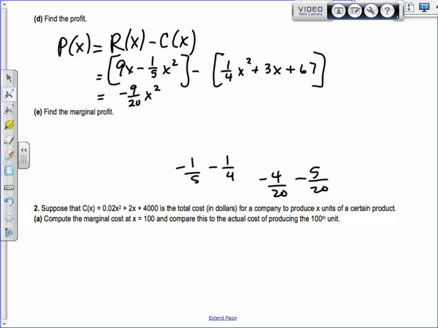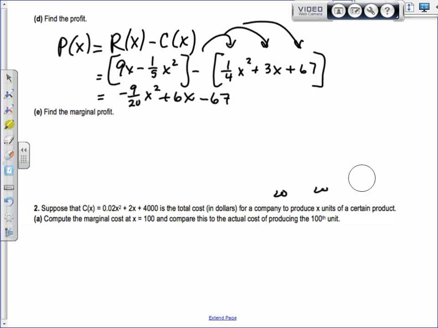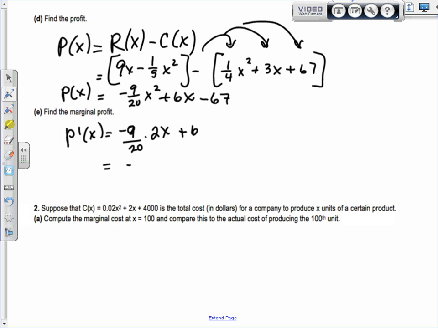All right, and then I have 9x minus 3x. So don't forget to distribute your negative. So 9x minus 3x is plus 6x. And then I have minus 67. All right, and then marginal profit. So what do you do when you see marginal? Derivative. So we have the profit equation. So P prime of x is going to be negative 9 over 20. Sometimes I do this if I have fractions, times 2x, right? Just pull the number out and then do times 2x, plus 6. So I get negative, let's see, 20 and 2, 1 and 10. So negative 9 over 10 x plus 6.